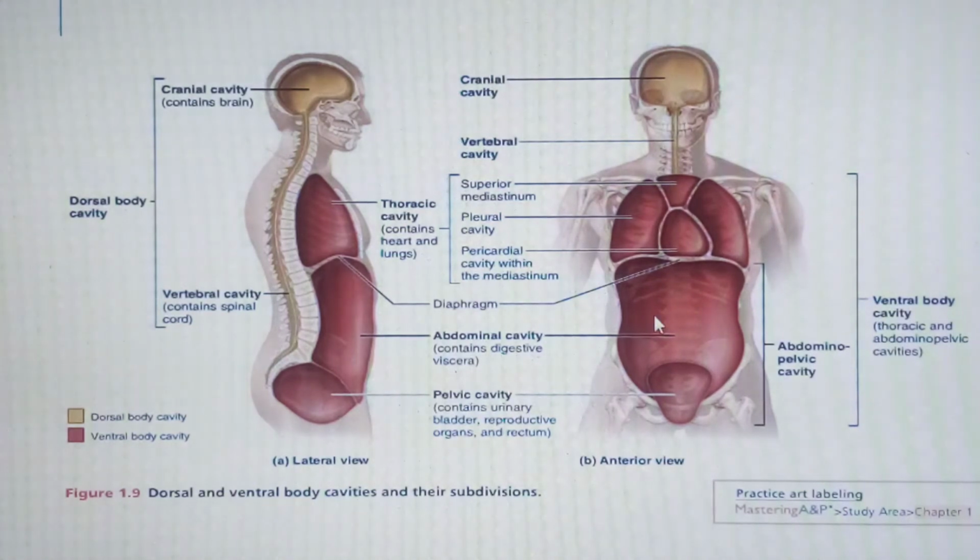Then of course in the abdominal cavity, we talk about the gastrointestinal organs. In the pelvic cavity, the urinary structures, as well as some caudal portion of the digestive system, as well as of course the male and female reproductive structures. We also have the dorsal body cavities: the cranial cavity, where of course the brain dwells, and the vertebral canal, or vertebral cavity, where the spinal cord dwells.